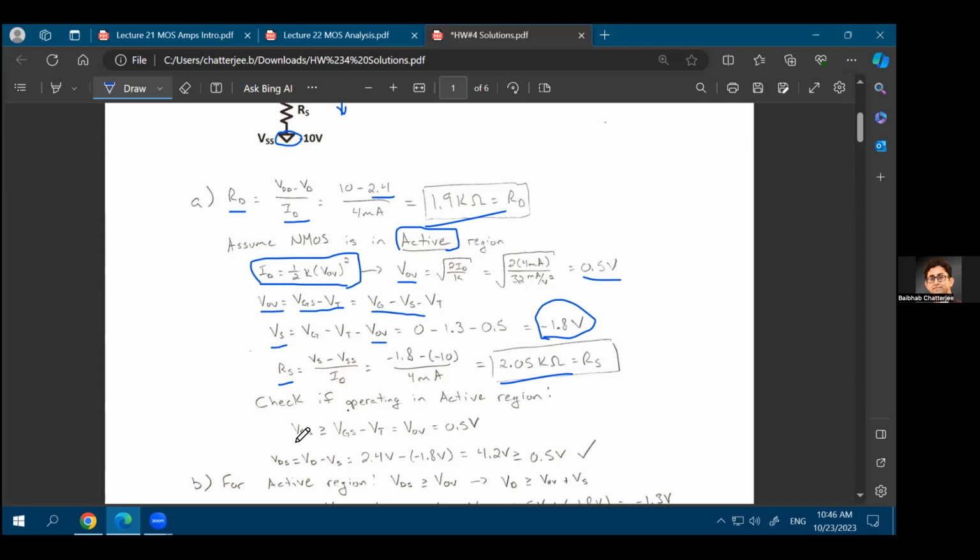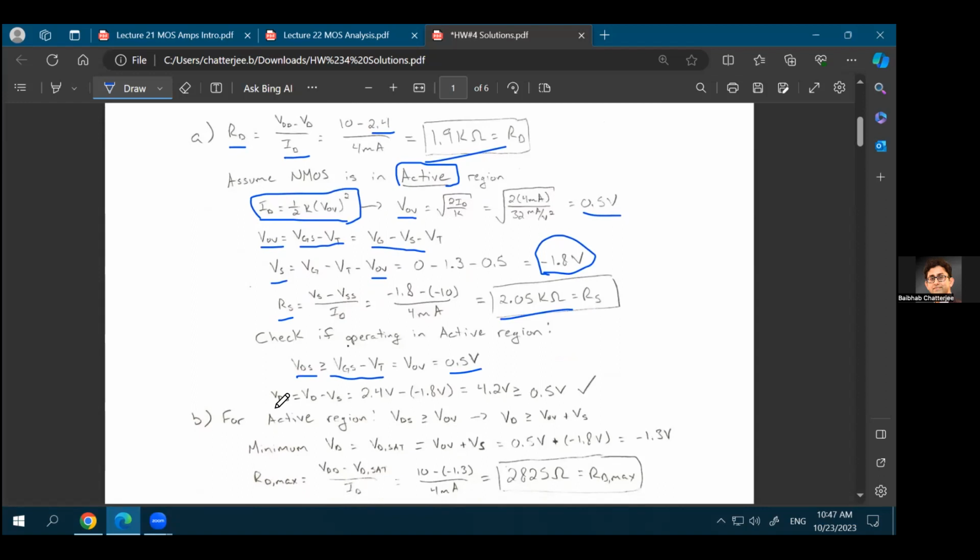For that, the equation is VDS has to be more than or equal to VGS minus VT. That's the equation of saturation, right? So if VDS is greater than VGS minus VT, the MOSFET will be in saturation. You already know the value of VGS minus VT, which is your V overdrive, equal to 0.5 volt. And you know the values of VD as well as VS, which are 2.4 volts and minus 1.8 volts respectively. So VDS is 4.2 volts, and definitely that is more than 0.5 volts. So your VDS is more than VGS minus VT, which means that the transistor is in the active region.